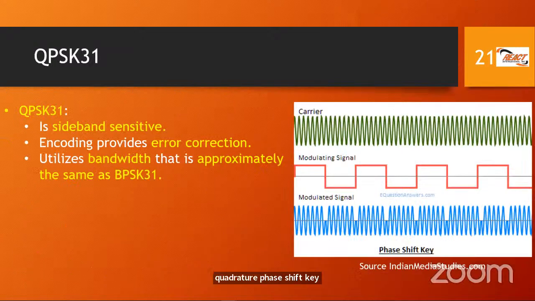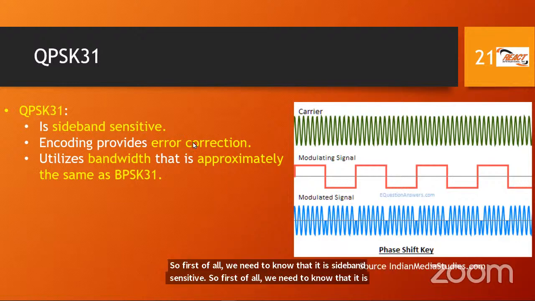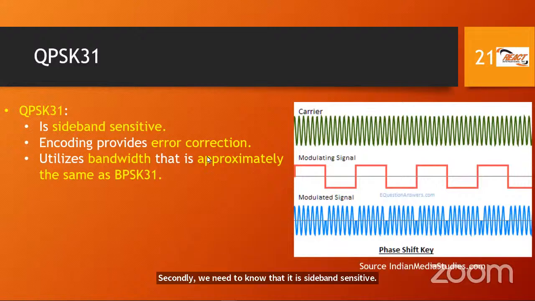All right, so now that we talked about QPSK, there's a specific mode in amateur radio that we can use sometimes. It's called QPSK31. So it's PSK, but there are a couple of things that we need to know for the exam about QPSK31. First of all, it is sideband sensitive. Secondly, there's encoding that provides error correction in QPSK. And also, the bandwidth that is utilized is about the same as BPSK31, right? So QPSK31 uses about the same bandwidth as BPSK31. So it makes it very efficient.